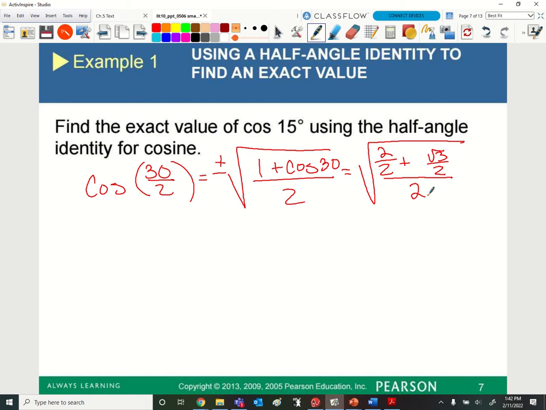On the top of the fraction, up here in the numerator, do they have common denominators now? Yes. So I'm going to do the Pac-Man thing. It's going to go out the right side, come back in the left. So now inside my radical, I'm going to have 2 plus rad 3 all over 2.